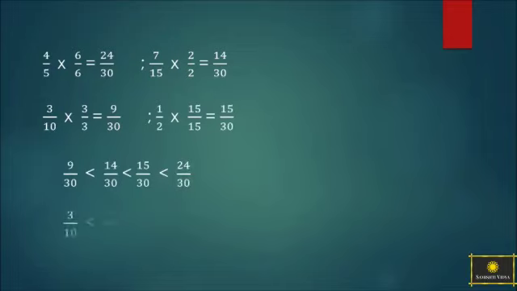In this way, we have converted all the unlike fractions into like fractions. Now we can easily compare the like fractions, that is 9 divided by 30 is lesser than 14 divided by 30, which is lesser than 15 divided by 30, which is lesser than 24 divided by 30. In this way, we can compare the unlike fractions also.